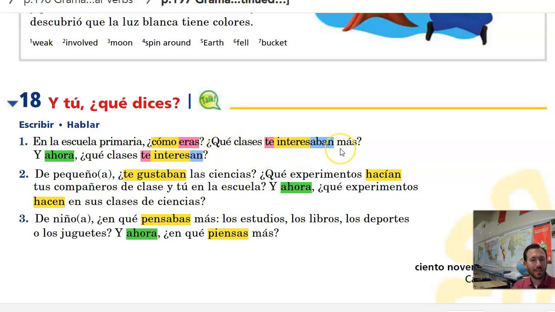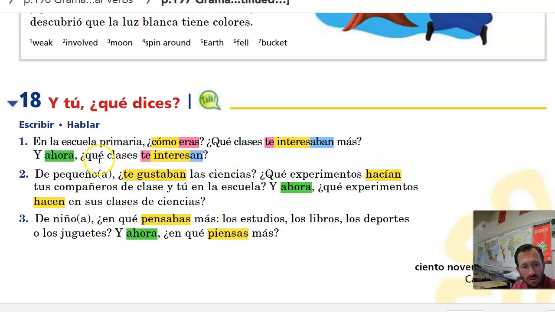¿Qué clases te interesaban más? What classes were you interested in the most? Me interesaban más. Just change te to me. And then list the classes you liked. Me interesaban más las matemáticas y la ciencia. Give me a couple classes that you liked when you were a kid.